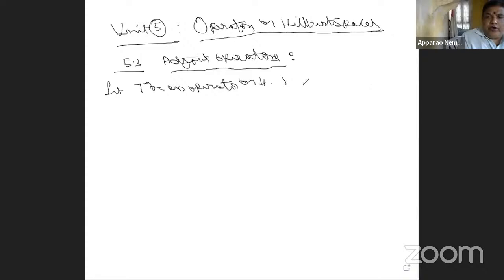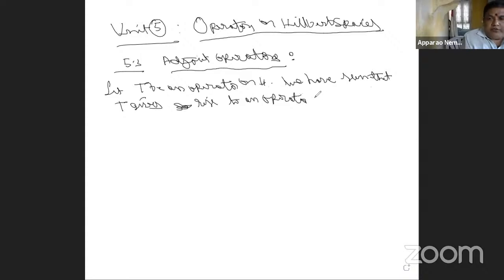So we have seen that T gives rise to an operator T star. T star is the conjugate of T.